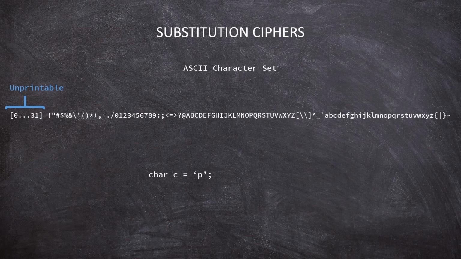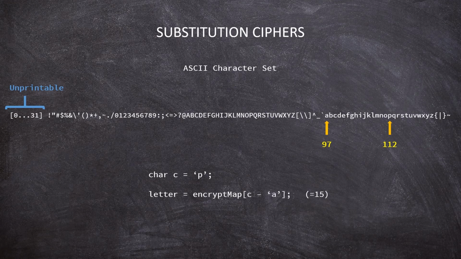So for example, if the current selected letter from our secret message is the letter P, we know that its index in the ASCII character set is 112. With this, we simply need to subtract the index for the letter A, which is 97, and this will give us an index that we can use to access an element in the encrypt map array.